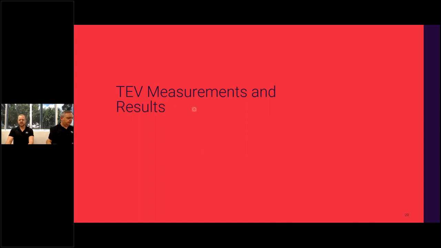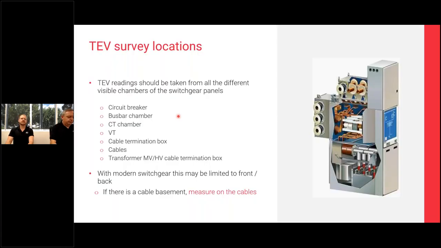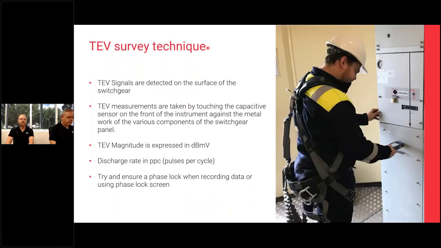Okay, TEV measurements and results. So the next one. Hang on, I think I skipped one there. So, the TEV technique. Here again, we have Thomas. He's doing a TEV test on a switchboard, on a ring main unit. The correct way to do a TEV test is to hold the instrument up against the outside of the panels and detect the TEV signals that are flowing along the outside of the panel. They are tiny little voltage rises that occur on the earth plane, and they're being created by some sort of defect.